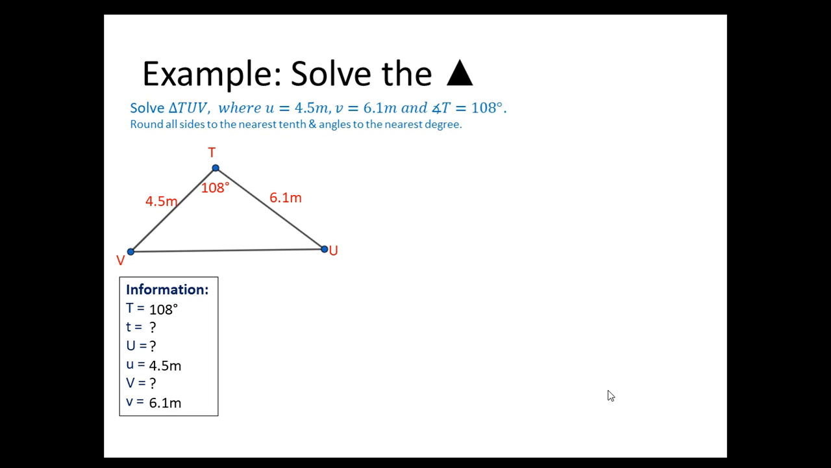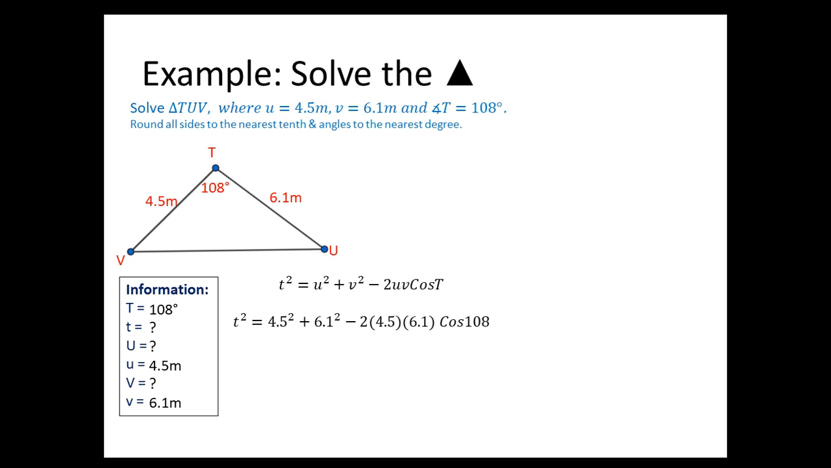Now, since we have a side angle side sandwich, we know that we have to use cosine law first to help us find side t. Our cosine equation with the variables that we have would be t squared is equal to u squared plus v squared minus 2uv cosine t. Let's substitute the values in.